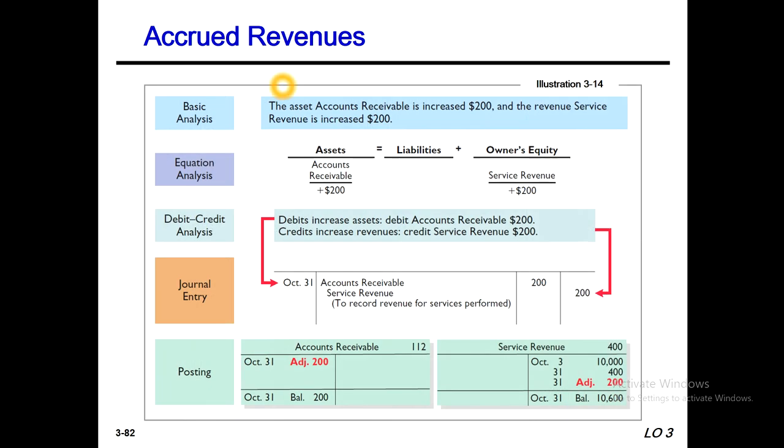So this is the basic analysis: the asset receivable is increased and service revenue is increased. In the accounting equation, account receivable will be increased and service revenue will be increased on the owner's equity side. In the debit credit analysis, this will be account receivable debit and service revenue credit. This is the account receivable ledger. We have no previous item or opening balance, so our balance will be only 200.